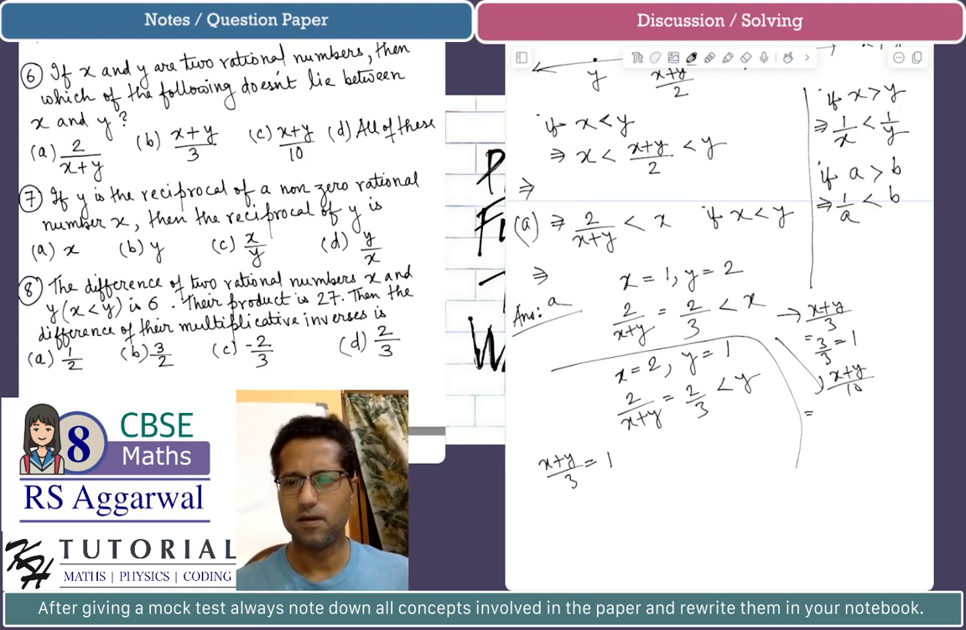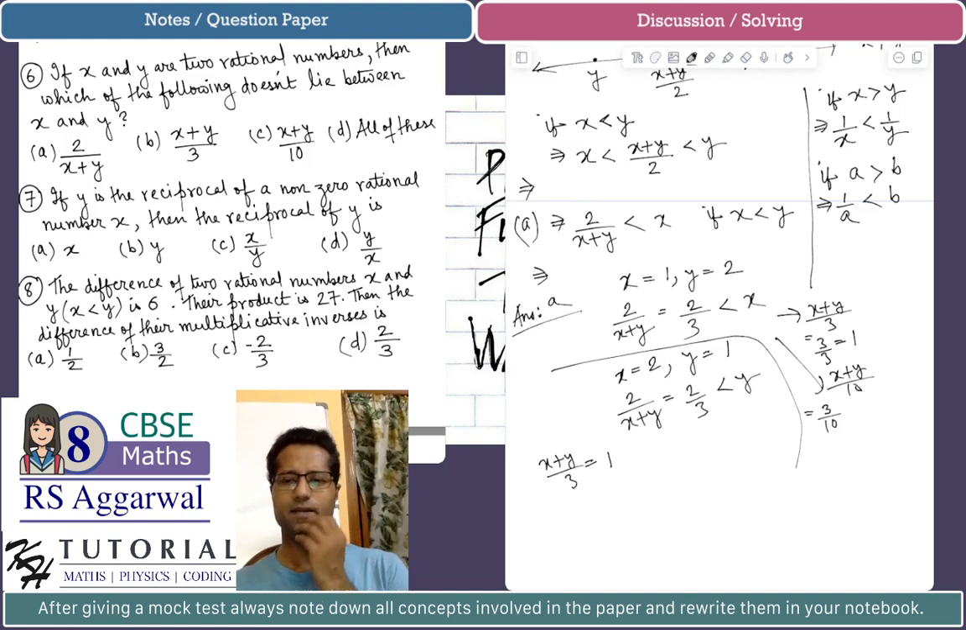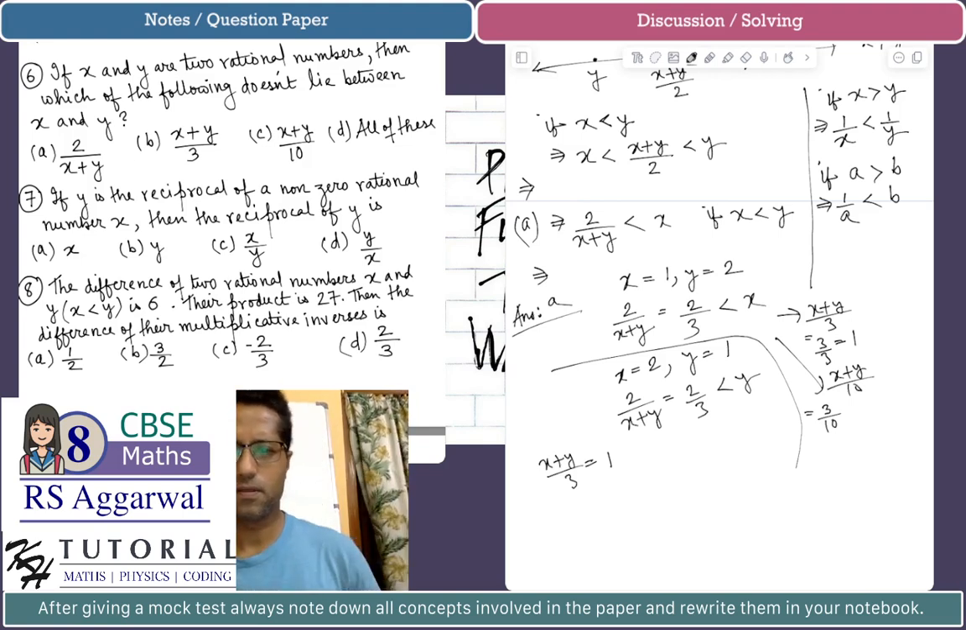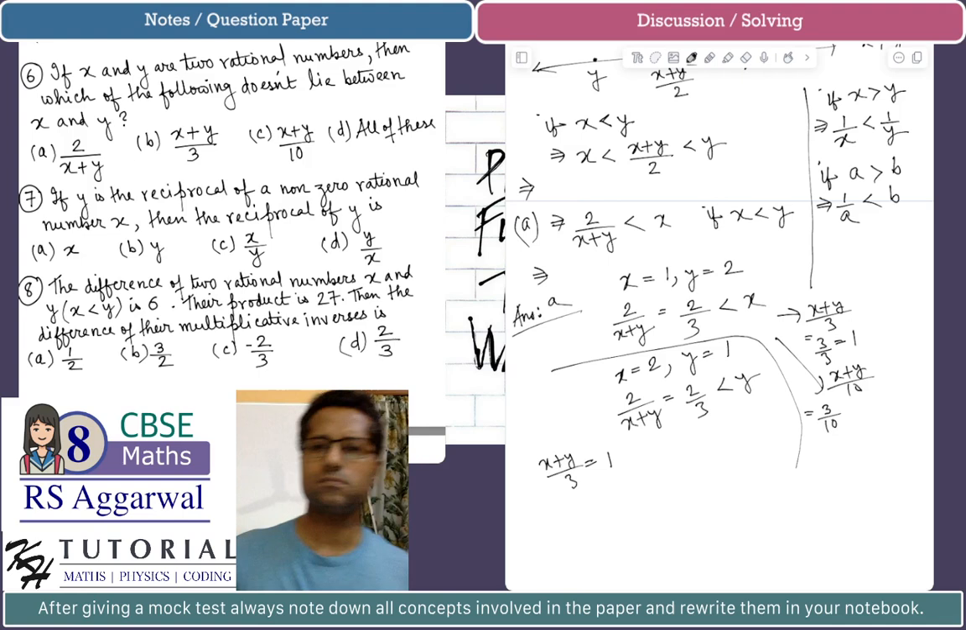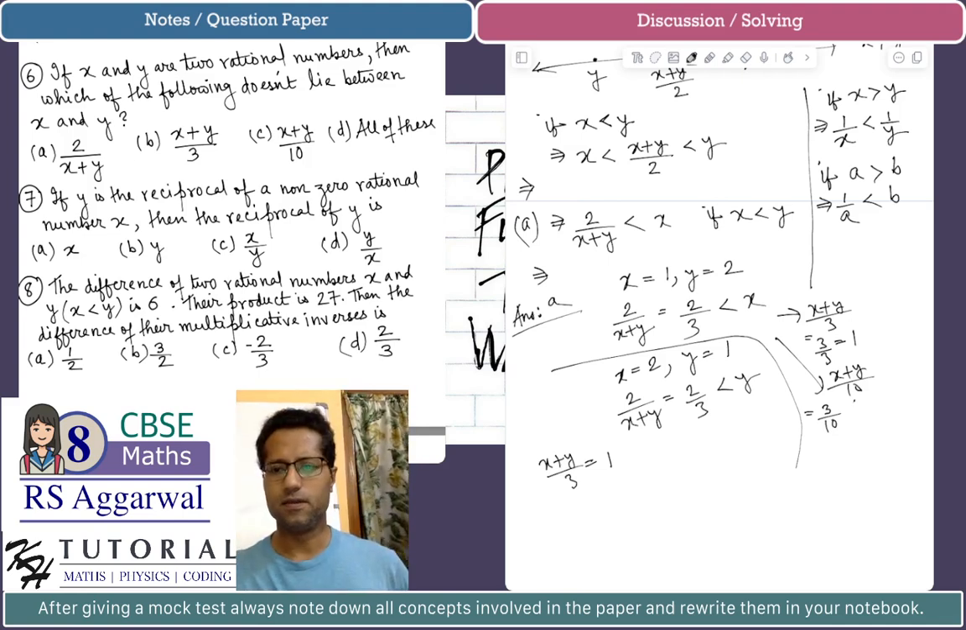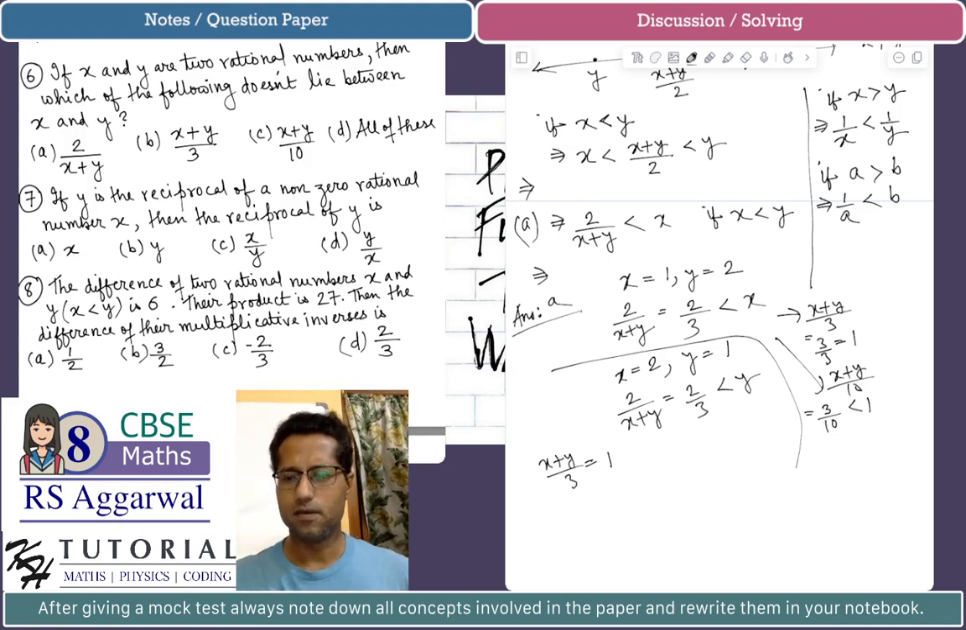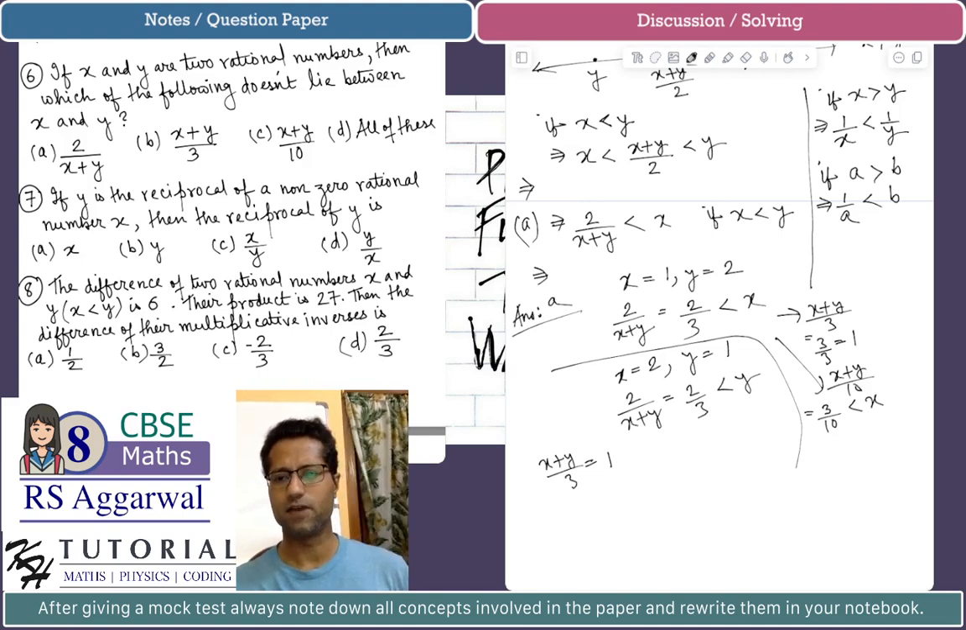This will be 3 by 10. Where does 3 by 10 lie? 3 by 10 is definitely less than y, less than 1, that is, 3 by 10 is definitely less than x. In the first case, we assumed x is 1 and y equals 2, and we see that x plus y by 10 comes out to be 3 by 10, which is less than 1, so less than x. So it is not lying between x and y.